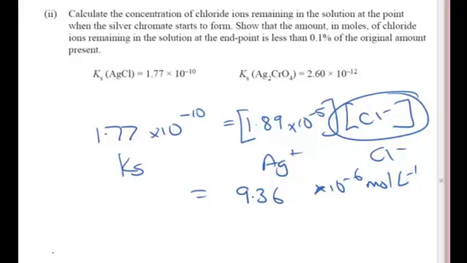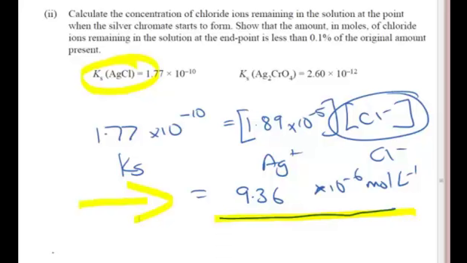So what does this actually mean as a number? This is telling us the concentration of the chloride ions that are remaining in solution, because any other chloride ions will have formed a precipitate with silver. So given that we know the volume and we know the concentration, we can work out the amount in moles of chloride ions remaining in solution. Now if we know the amount in moles of the chloride ions at the start, that's where we can make that 0.1% comparison and see if that's correct or not.